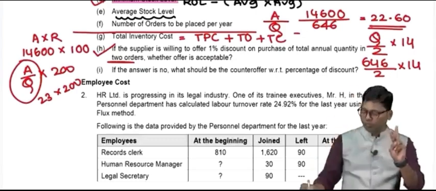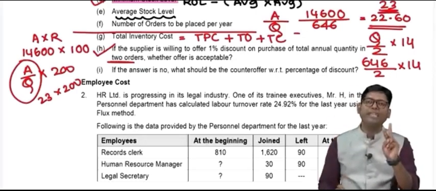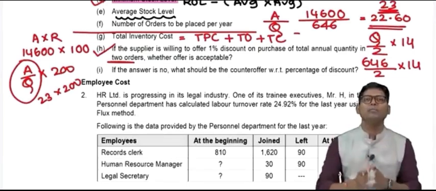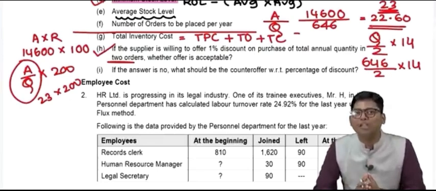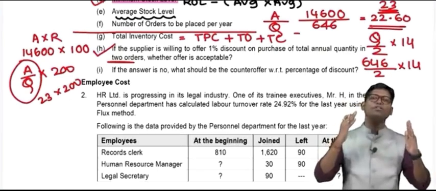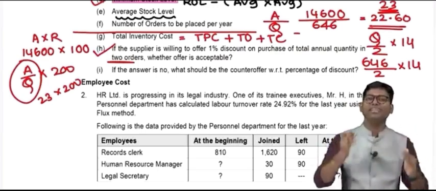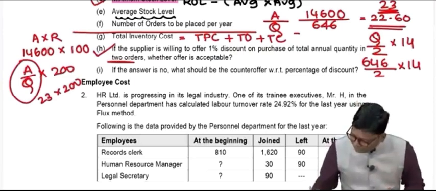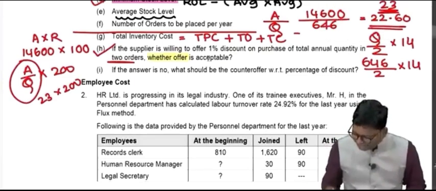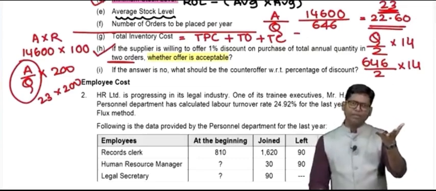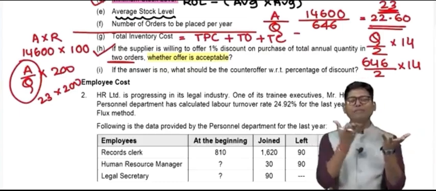According to the EOQ model, we are currently placing 23 orders, but the supplier approached you and is asking you to reduce the number of orders and purchase the bulk quantity. Not entirely 14,600, but 7,300, 7,300. If you place 2 orders, you will avail the discount of 1% on your purchase price. The question is asking whether the offer is acceptable. Now, we just need to compute the EOQ related cost, which we just computed, and compare that entire cost with the proposal cost.